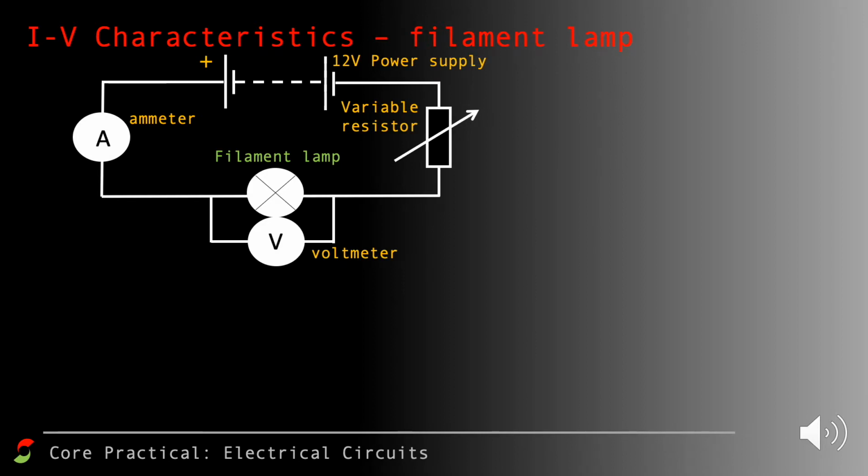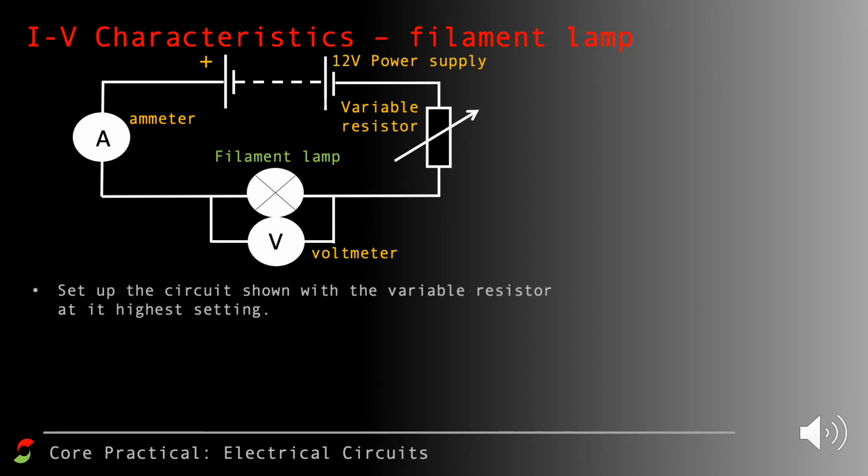Okay, so the next one is the IV characteristics of a filament lamp. So we used a very similar circuit, taking out the resistor, replaced it with a filament lamp, and this time, because the filament lamp's usually going to be 12 volts, we need a 12 volt power supply. But we've still got a variable resistor, an ammeter, and a voltmeter.